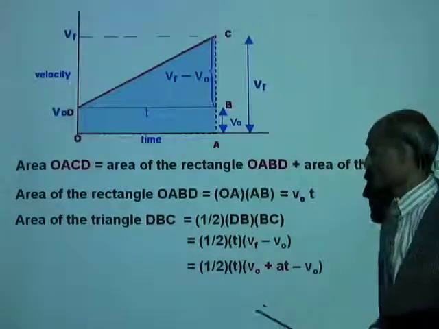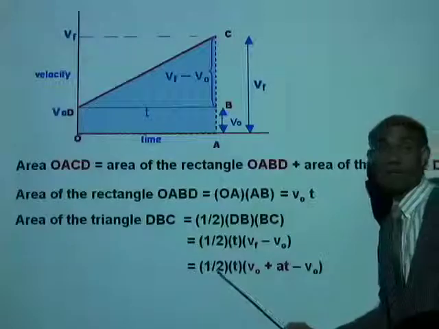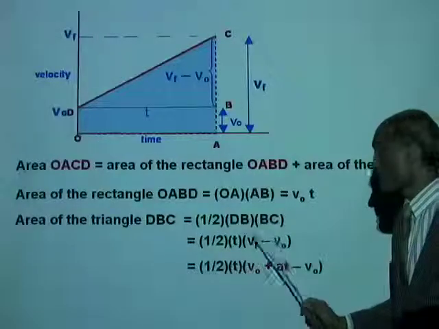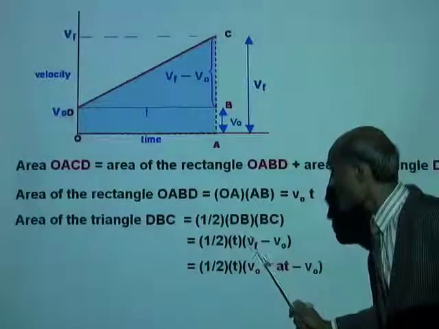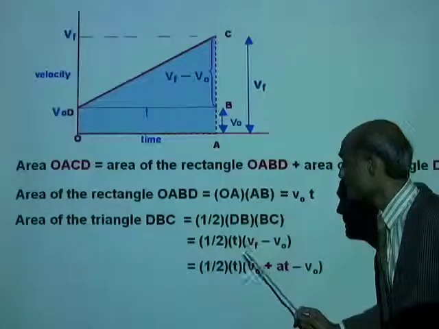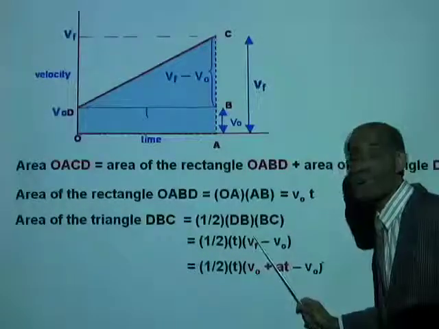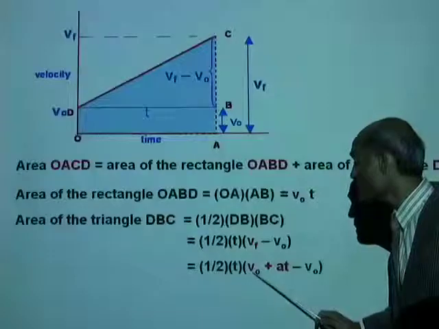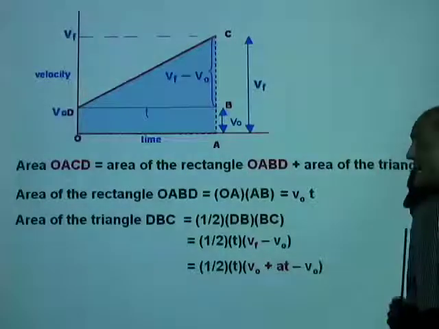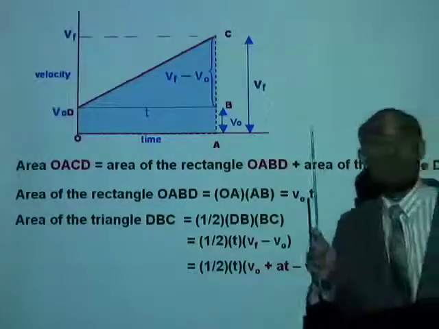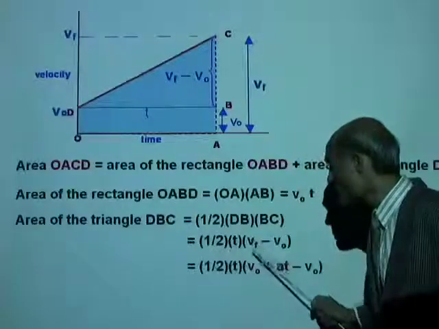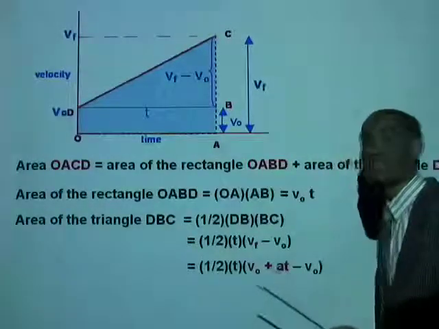Okay. And that will be, look at the way I have modified it. Now, do you recognize I have used the red coloring here? This Vf has been replaced by V0 plus AT. That is our first equation: Vf equal to V0 plus AT.